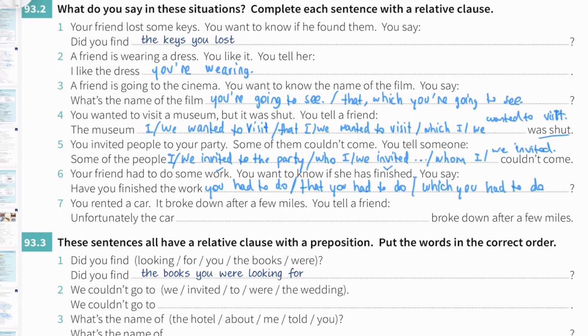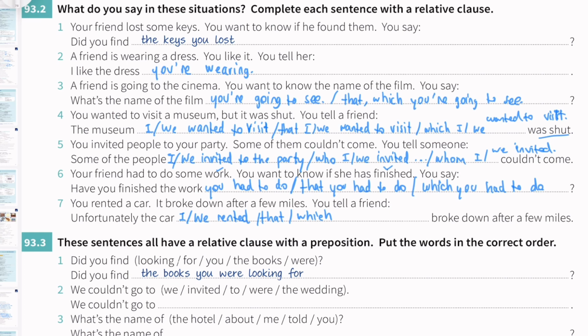The last one, number 7. You rented a car. It broke down after a few miles. You tell a friend, "Unfortunately, the car I or we rented," or you can use "that." Again, "which I or we rented broke down after a few miles."